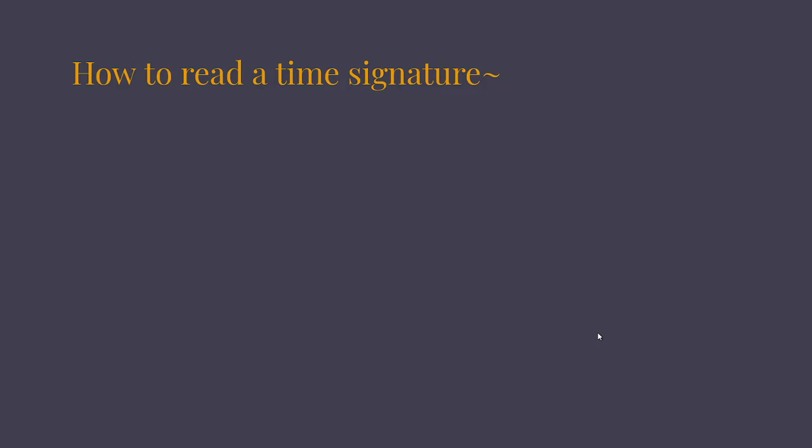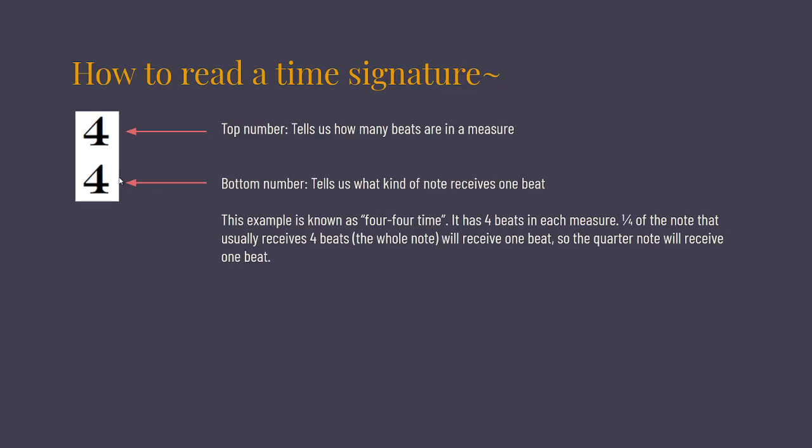Okay, so now that we have some idea of what a time signature is, let's learn how to decipher one and read it. In this example, we see two fours stacked up on each other, as shown here. The top four tells us how many beats are in each measure. And the bottom four tells us what kind of note receives one beat. This particular example is read out as 4/4 time. With the guidelines we learned, this has 4 beats in each measure, and a quarter note receives 1 beat.